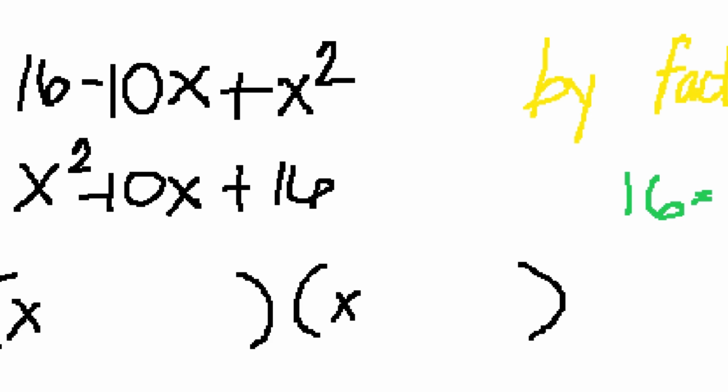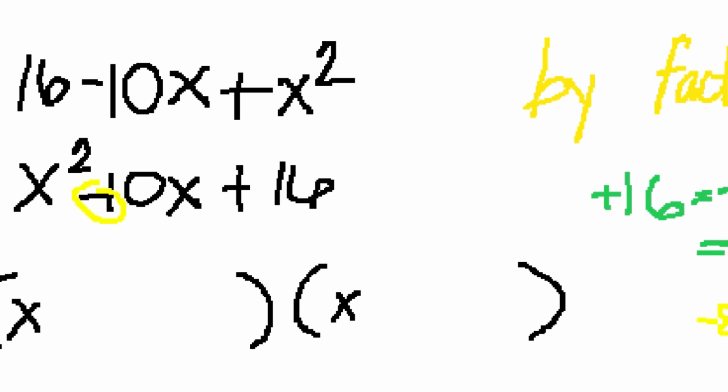Step 4. Write the quadratic expression as a product of two binomials. A binomial is a polynomial with two terms. Given our numbers from step 3, the binomial forms are x minus 8 and x minus 2. Therefore, our quadratic expression x squared minus 10x plus 16 factors into x minus 8 times x minus 2.